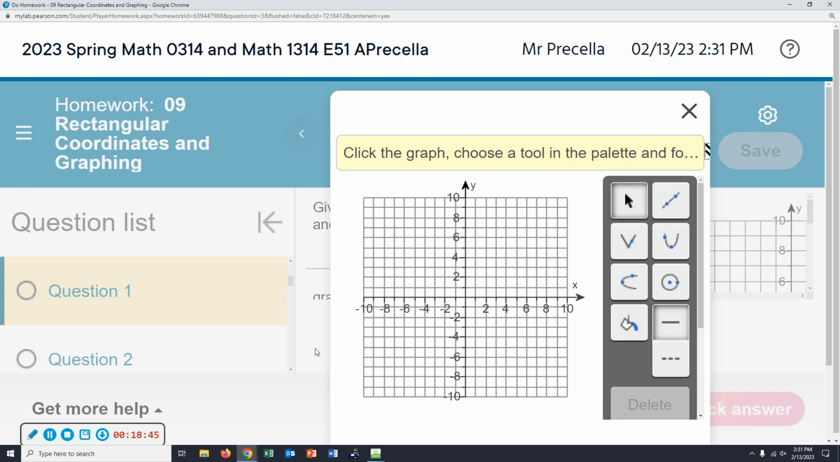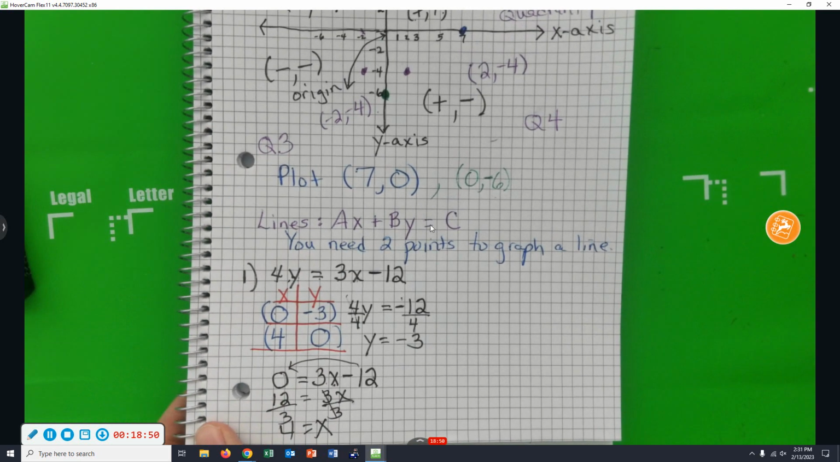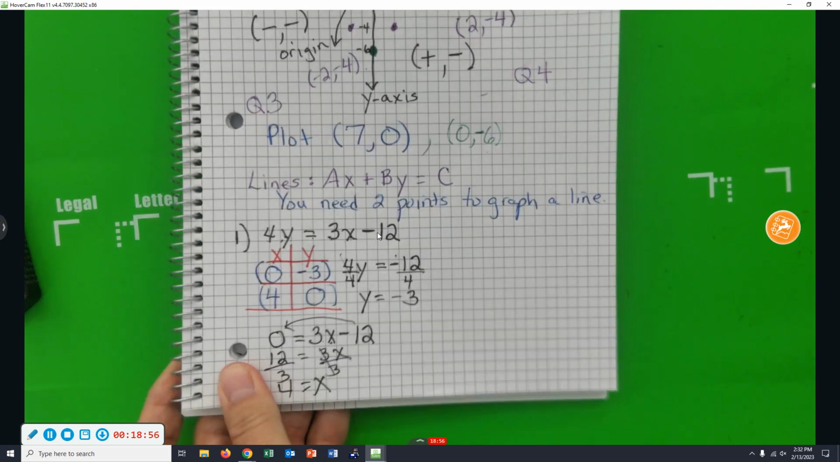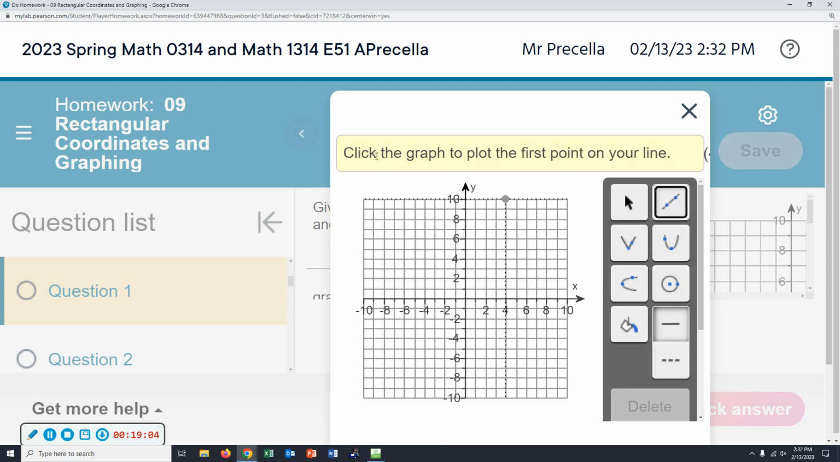But this is a line. It said that in a line, there should be no exponents. Just x and y without any exponents. So, you click on the line tool. And it now says, click the graph to plot the first point on your line. What was that first ordered pair that we got here? 0, -3. So move around and find 0, -3. And I'm going to have to make this smaller because it's cutting off something that's important.